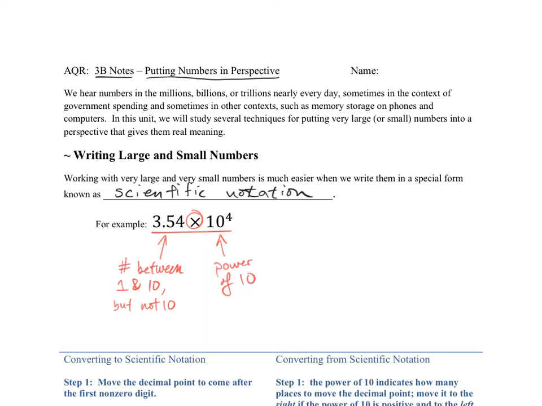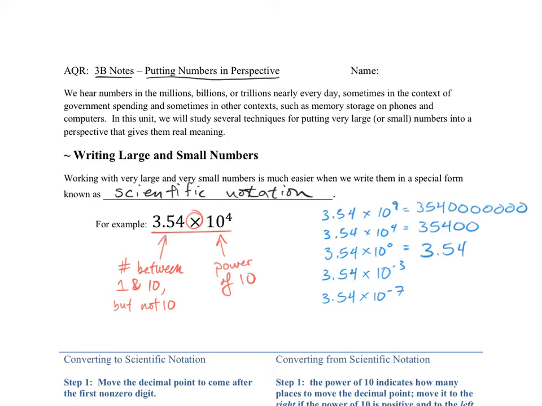So let me get an example right in this area here. So here I have a lot of 3.54s. And they're all being multiplied by different powers of 10. So what would this look like? So here I have marked 3 quick calculations. And you can see that the higher the exponent for the 10, the more places this decimal moved.